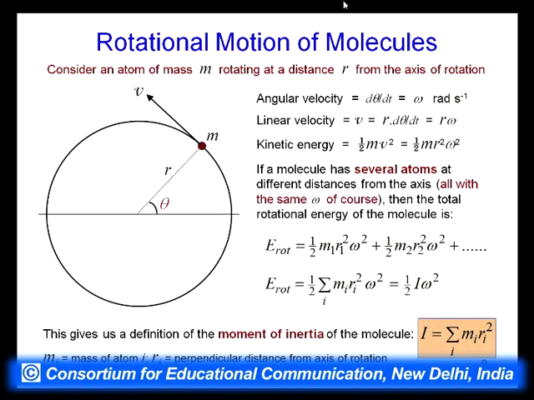Now, if the molecule has several atoms which are all rotating about the center of mass, then the total rotational energy is only kinetic energy, no potential energy, because the atoms are not changing their distance with respect to each other. So there is only kinetic energy, and the total rotational kinetic energy is given by half m1 r1 square omega square plus half m2 r2 square omega square, and you keep on adding all the masses that are moving.